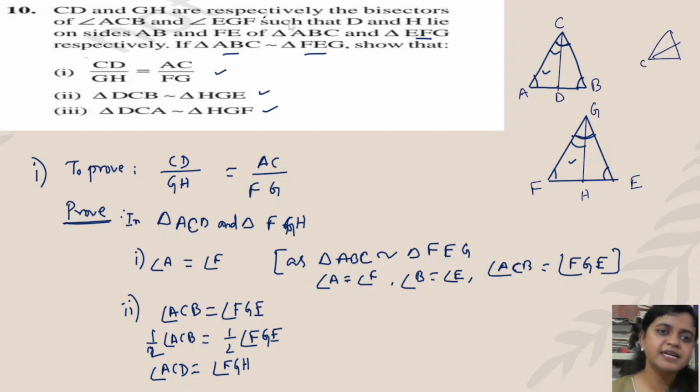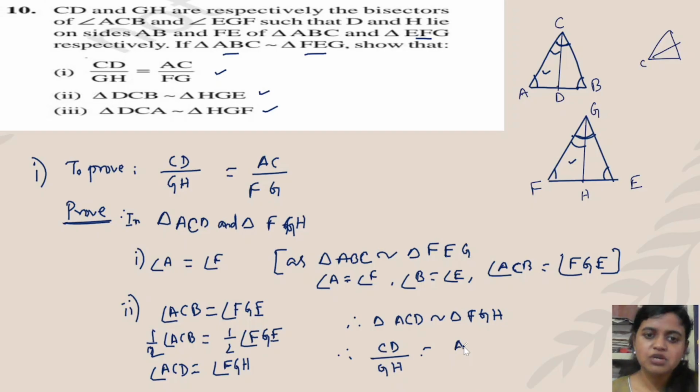And also here it is written bisector. They are bisectors, meaning CD is a bisector. Means this portion equals this portion and this portion equals this portion. So angle ACD equals angle FGH, it is proved. Therefore we can write triangle ACD is similar to triangle FGH. And since they are similar, we can easily write CD by GH equals AC by FG. Proved. So question number 1 is proved here.